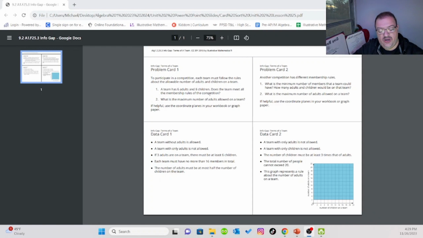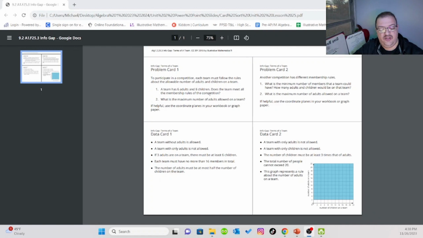And our last question, what is the maximum number of adults allowed on a team? What we can do is start with 2 adults, multiply by 3 and get 6 children. 2 plus 6 is 8. That is below the maximum of 20. So we could have 2 adults. 3 adults times 3 children would be 9 children. 3 adults plus 9 children would be 12. We are still not exceeding 20. So we could have 3 adults.